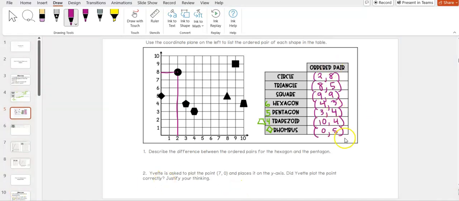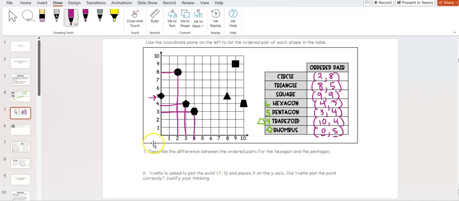All right, so here are all of our ordered pairs. Some that get a little bit tricky are making sure that your hexagon and your pentagon have the right numbers because they look similar and they are very close on the number line. And then, of course, our kite here, our rhombus, it is a 0 and then a 5.